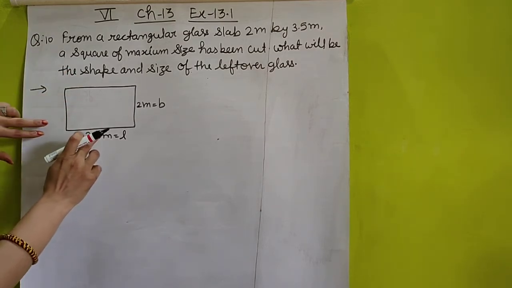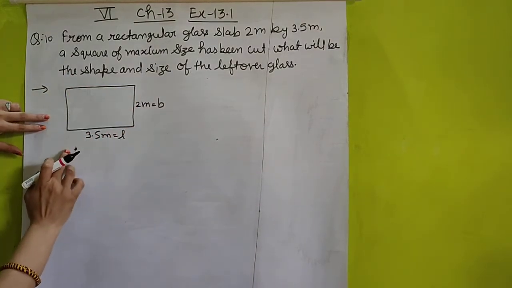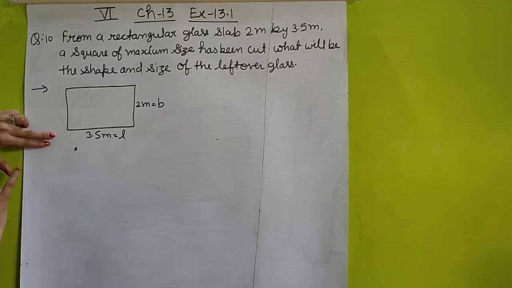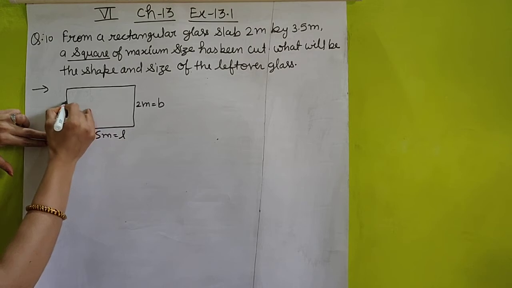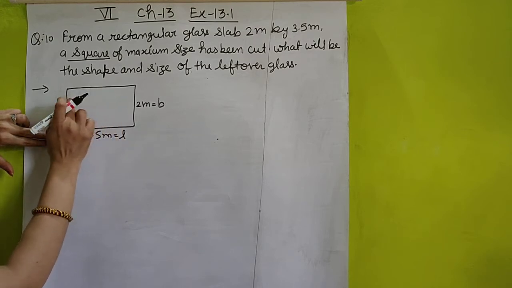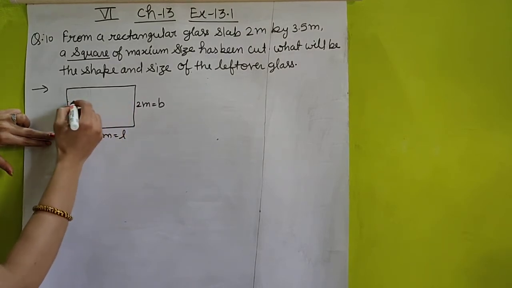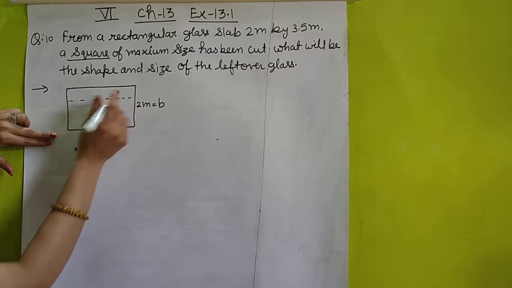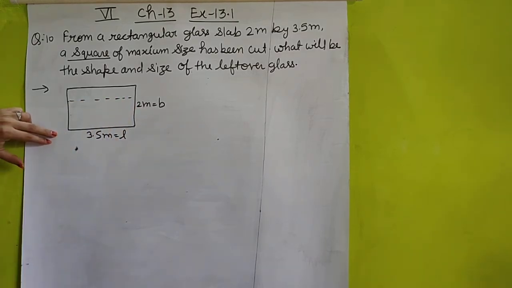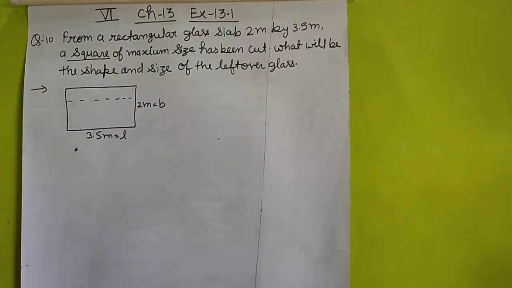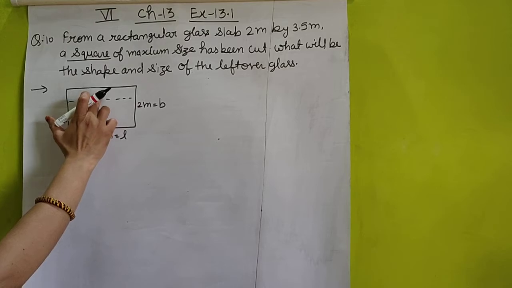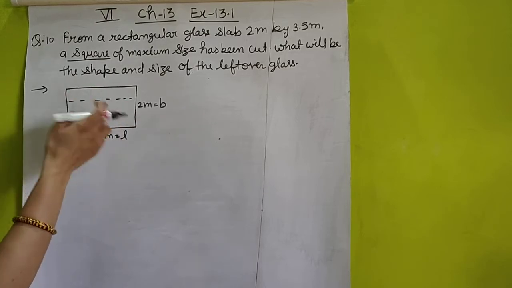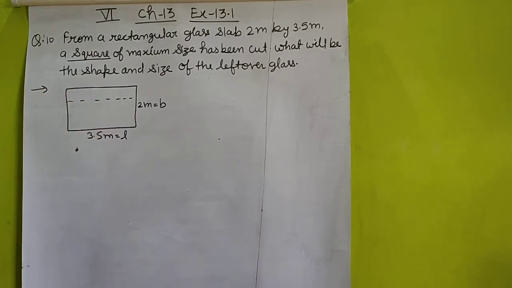Okay students, so here this is the rectangular glass slab. Now I am to cut a square from this. Suppose I cut like this. You can see this is not a square. If I cut this horizontally, then this is not a square, because this is 3.5, it will be 3.5, and this is 2, this will be 2. So this will be only a rectangle.